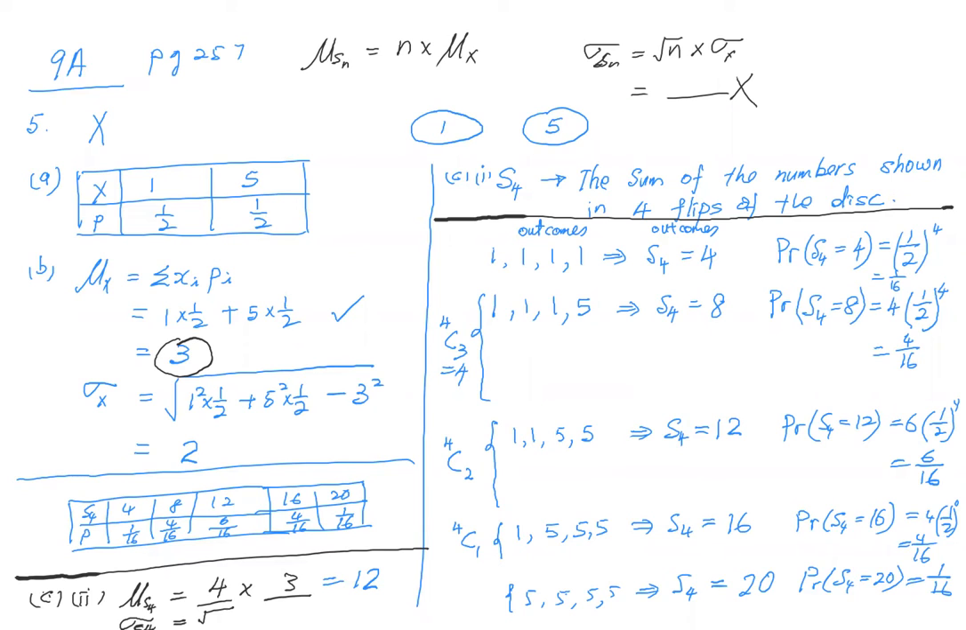So it's good to show what you substitute in. Can you please tell me what to substitute in? Square root of 4, times the standard deviation of the population. Give me the number. 2. Thank you. So the answer is equal to 4.